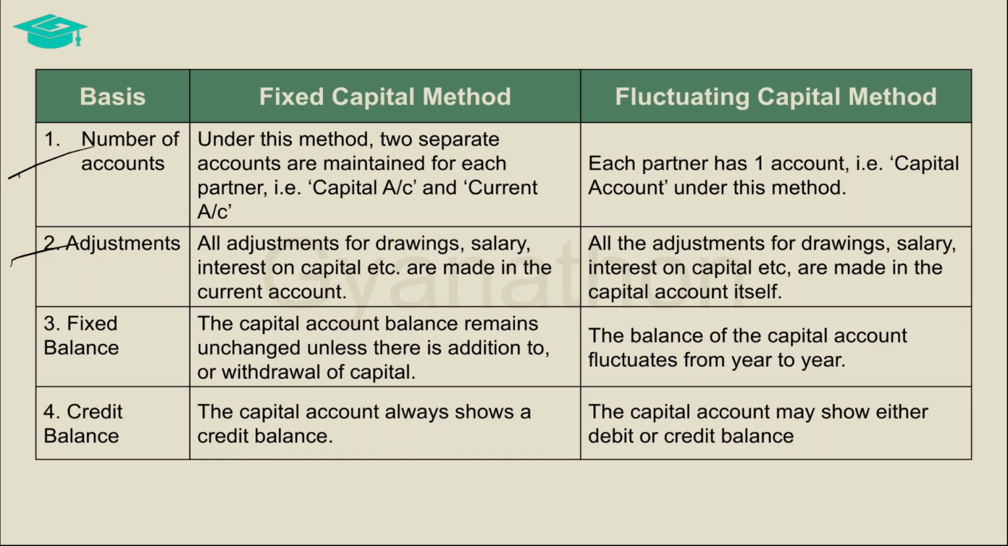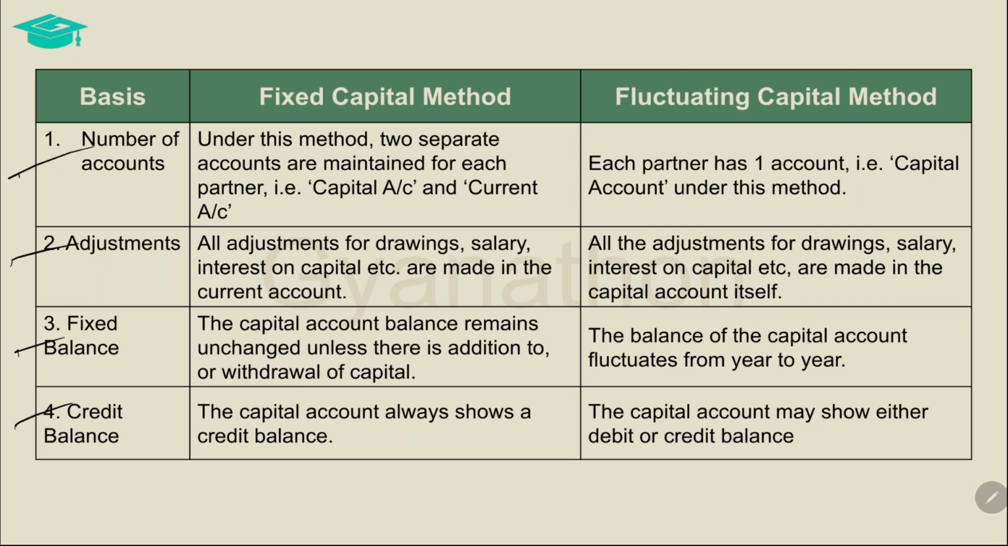The next basis of differentiation is on whether certain adjustments are made in the current account or capital account. Under the fixed capital method, all the adjustments for transactions like drawings, salary, interest on capital and drawings are made in the partner's current account, whereas under the fluctuating capital method, these adjustments are made in the partner's capital account itself. The third basis of differentiation is whether the capital account balance remains fixed or whether it fluctuates. Under the fixed capital method, the capital account balance remains fixed unless there is a contribution of additional capital or withdrawal of capital. Under the fluctuating capital method, the balance in the capital account fluctuates from year to year.